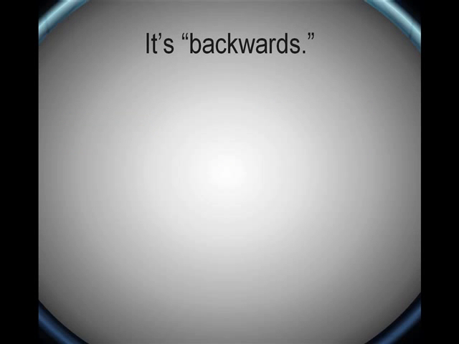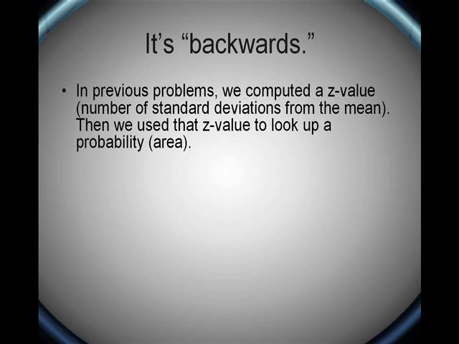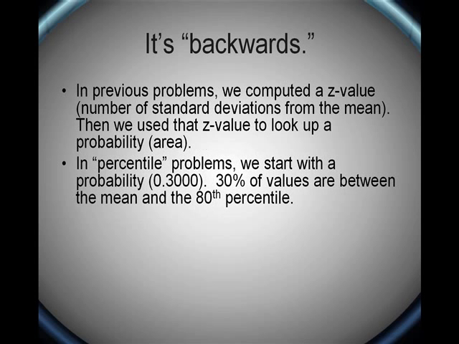Now, what you need to know about this when we're looking at percentiles is basically we're going to go backwards. Previously, we computed a z-value, number of standard deviations from the mean, and then used that z-value to look up a probability in the z-table. In percentile problems, we start with a probability, in this case 0.3 or 30%. That's the percentage of values between the mean and in this case the 80th percentile.